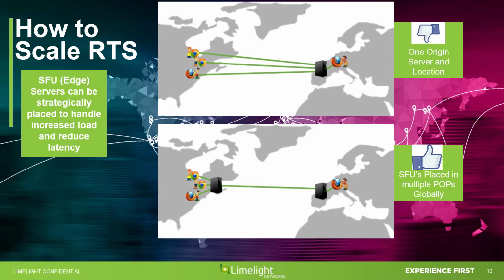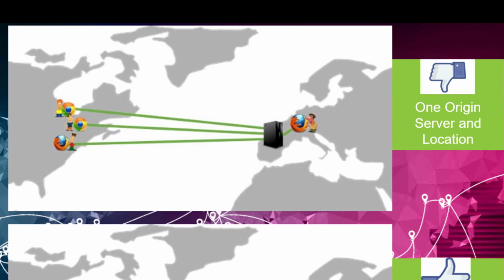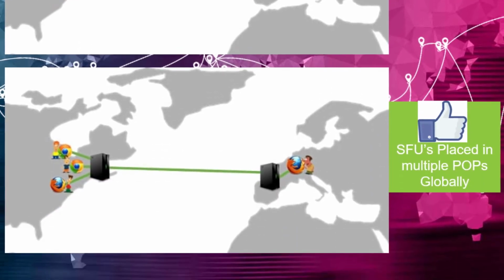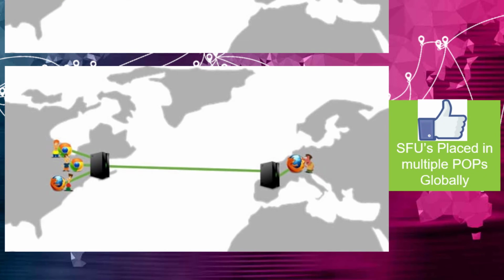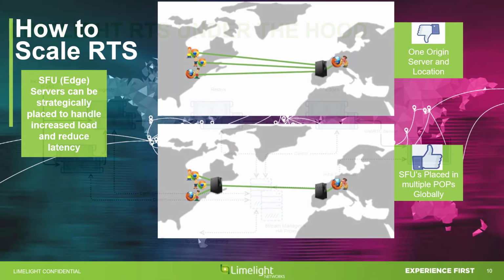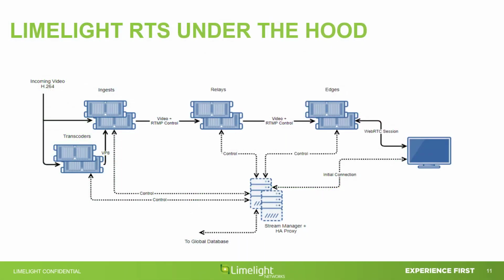Edge servers are for helping scale and reduce latency for fallback protocols. For more on fallback protocols, watch my presentation on RTS reliability. So here, instead of having a central origin server delivering globally, we want to have multiple SFUs, or edge servers, placed strategically in multiple POPs globally. Let's take a look at what's under the hood.